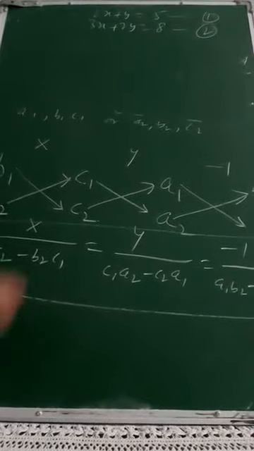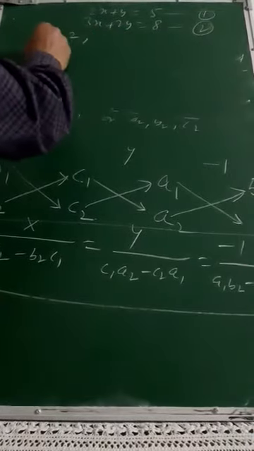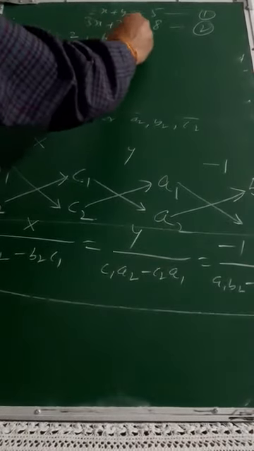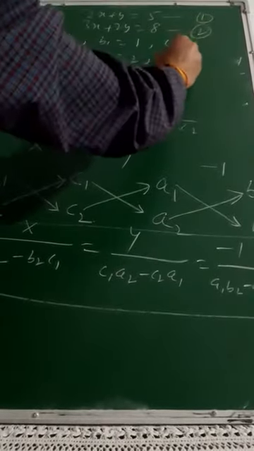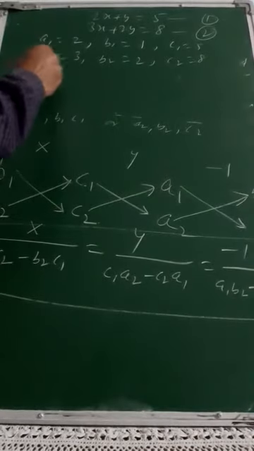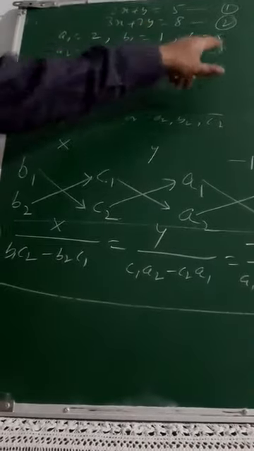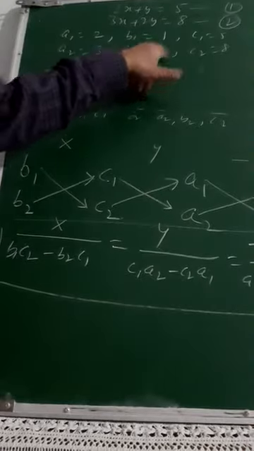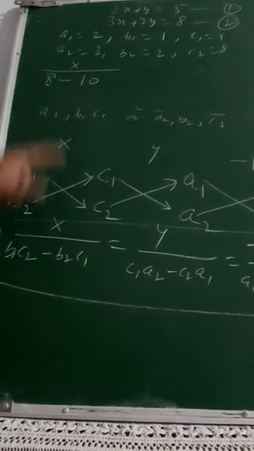So here now, as I said, what is a1? a1 is equal to 2. What is a2? a2 is equal to 3. And what is b1? b1 is equal to 1, b2 is equal to 2, and then your c1 is equal to 5 and c2 is equal to 8. What I said, here it is now, x upon b1 c2. So this is b1, this is c2. 1 into 8 is 8. Directly I will put that. Minus b2 c1. b2 is 2, c1 is 5. So minus 2 fives are 10. So b1 c2 is 8, b2 c1 is 10.